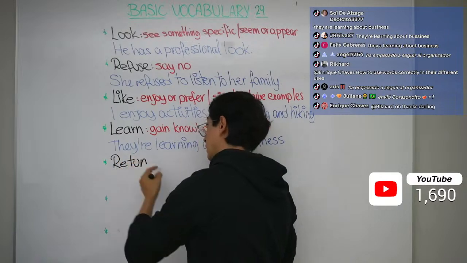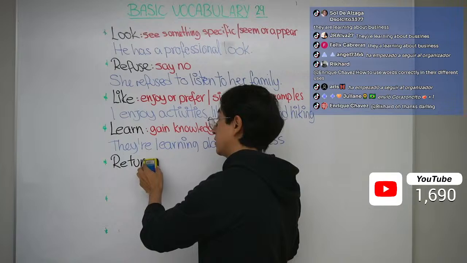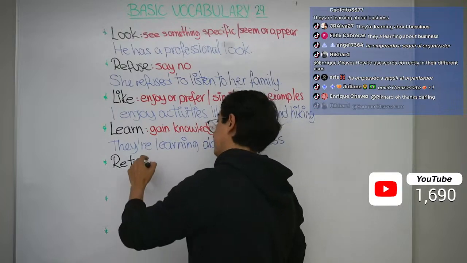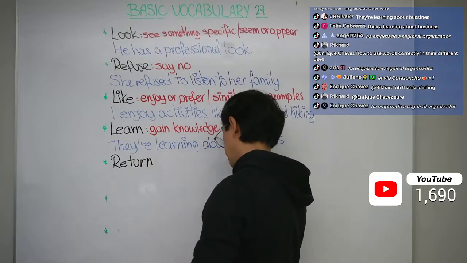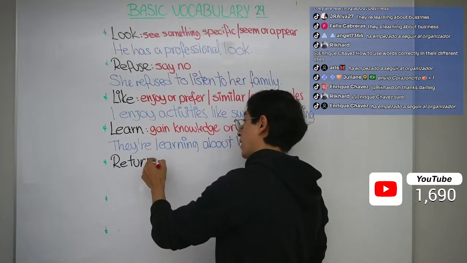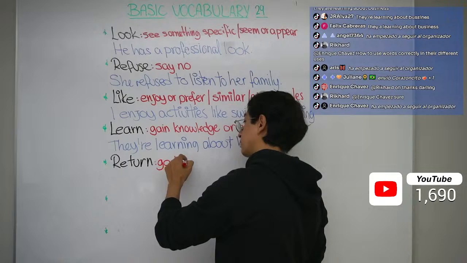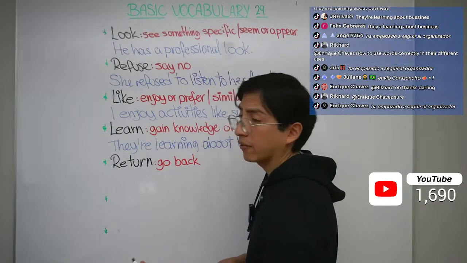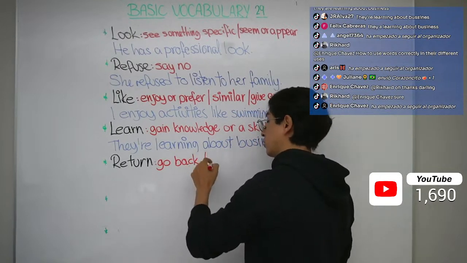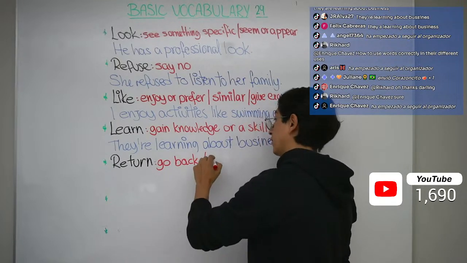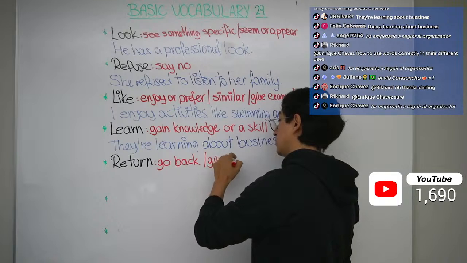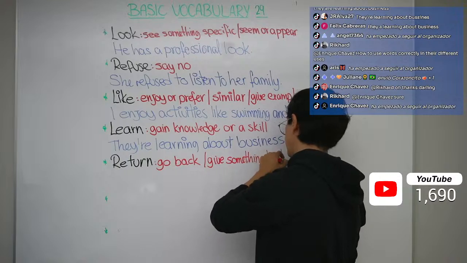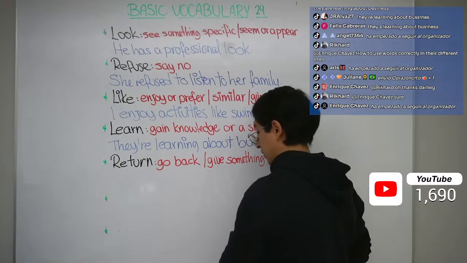Return. Okay, guys, this is the next word. What does return mean? Return is to go back. We use this a lot. We have to go back. We have to return. Number 2, in this case, is to give something back. That is the second meaning.